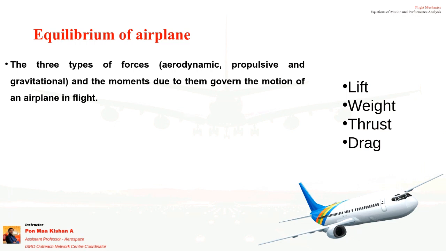We can consider that engine 1 is producing thrust T1, and the other engine is producing a different thrust, say less than T1. What will happen? There will be a yaw moment, and a banking, a combination of rolling and yaw movement, will result. Each and every force contributes to the movement also. That's why the first point states that the three types of forces and the moments due to them govern the motion of an airplane.